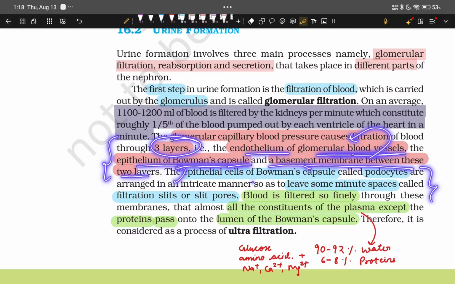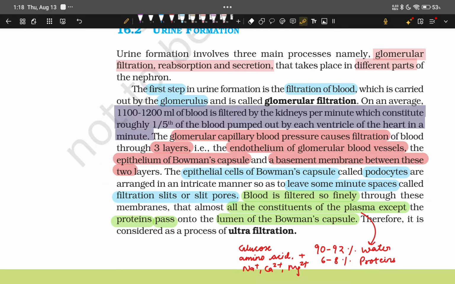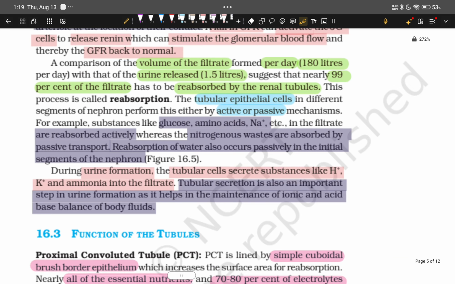The second reason is that podocytes, which are the epithelial cells of Bowman capsule, have minute pores, minute spaces in between them, which are called filtration slits or slit pores, through which blood is going to get filtered. Therefore, it is filtered so finely, and that is why it is called ultrafiltration. I hope I made sense. Moving on to the next part.